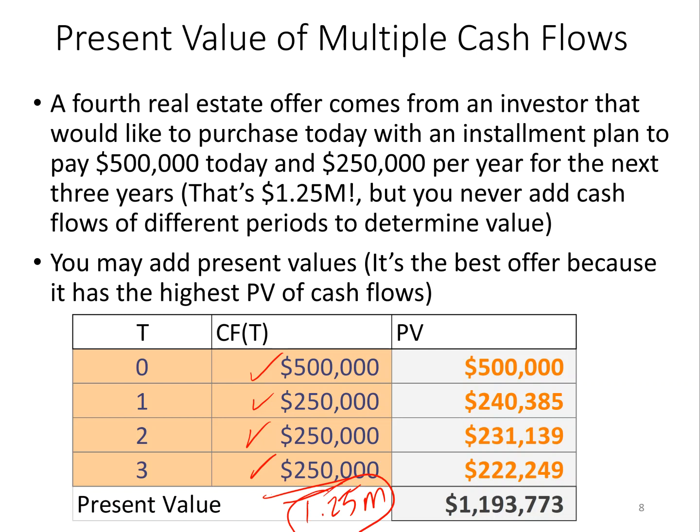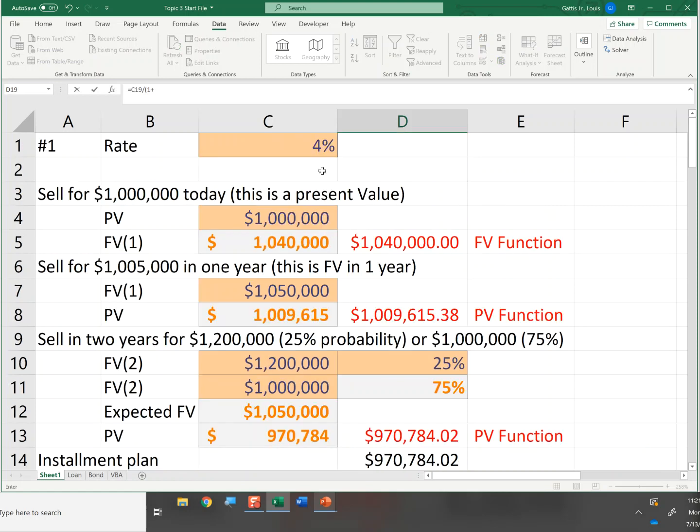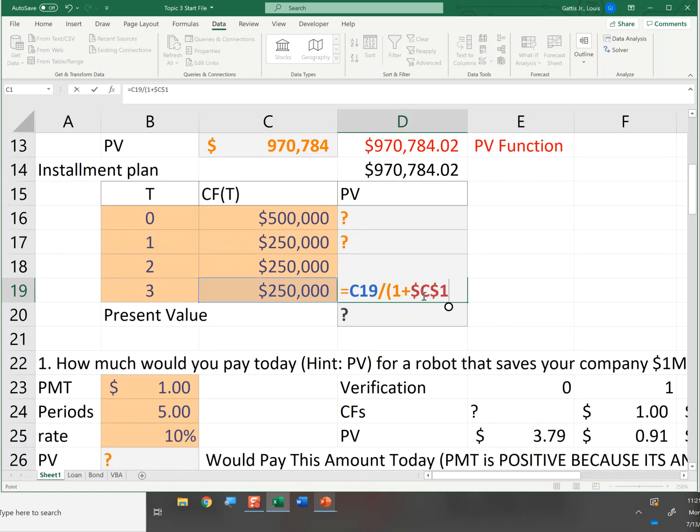But again, you can borrow and invest at 4%. So it's not clear whether this is better than a present value of $1.009 million. So how we're going to do that is we'll just take the present value of every cash flow and add it together. So I'll do a little trick here. I'll start with the last cash flow. I'll take $250,000, divide it by 1 plus the interest rate. I'm going to hit F4 to anchor that, or put $ signs in front of C and 1, and raise that to the 3 power. So the present value of $250,000 received 3 years from now is $222,249.